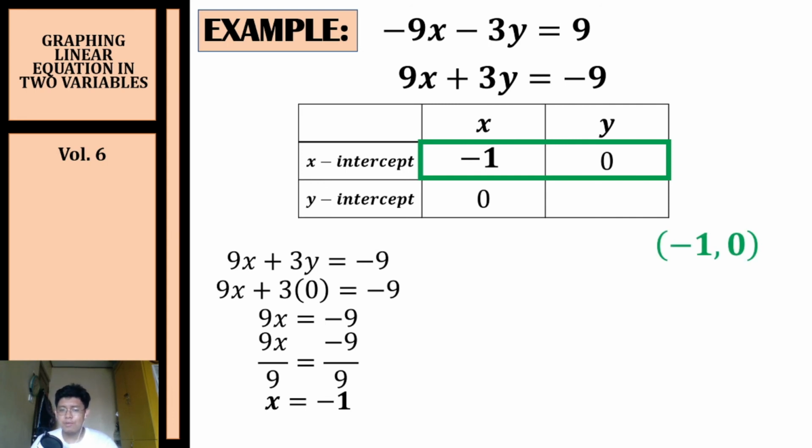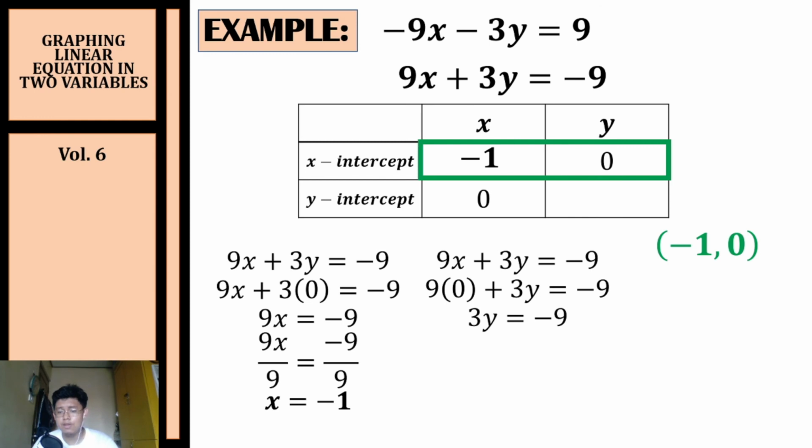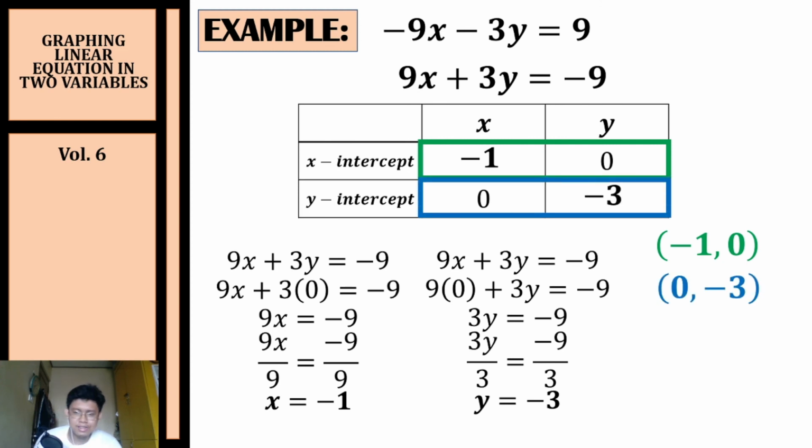Now let's find our y-intercept. So to find our y-intercept, we will substitute 0 to our variable x and solve for the value of y. Using the same equation, let's replace x by 0. So we have 9 times 0 plus 3y equals negative 9. Simplifying that, we will have 3y equals negative 9. Let's solve for the value of y by dividing both sides by 3. We will have y is equal to negative 3. So our y-intercept is (0, negative 3).